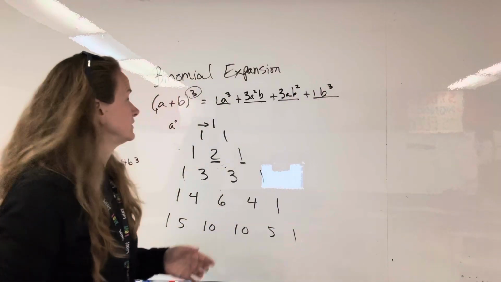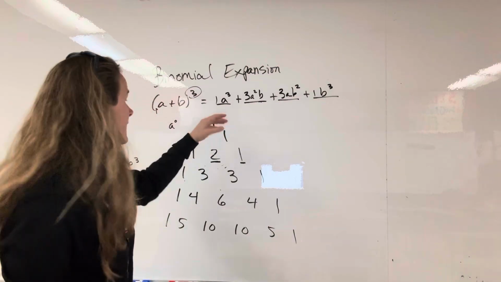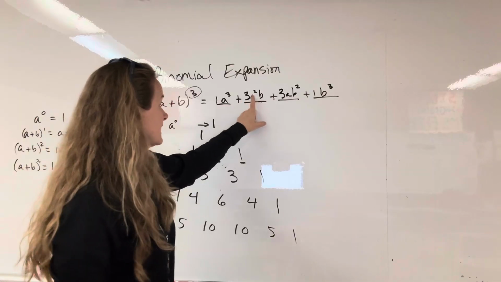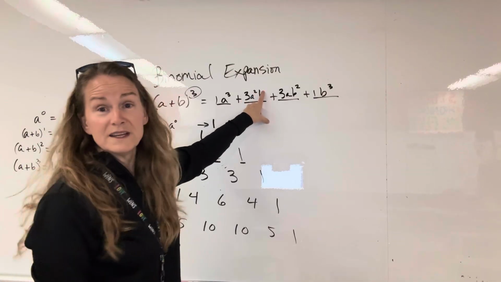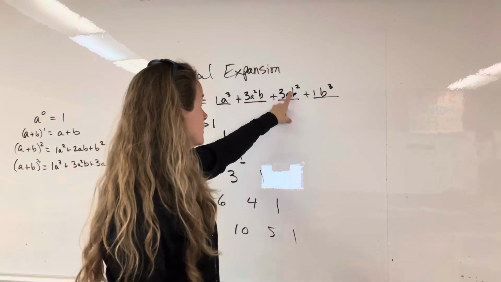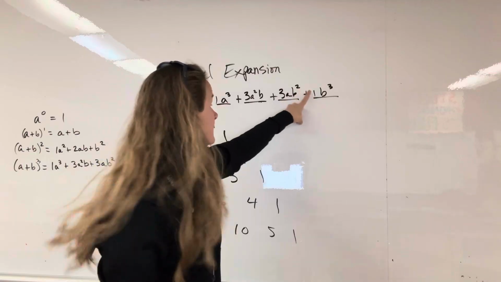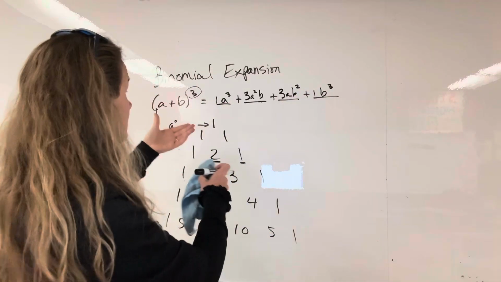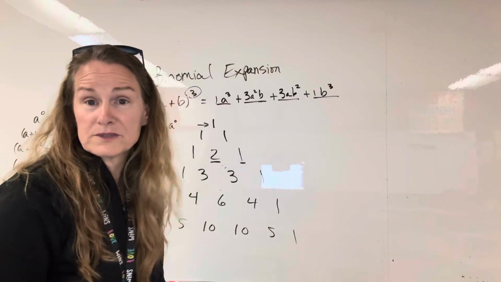The other thing I want you to notice is for every term that you have, the degrees, so this first term has a degree of 3, the second term, 2 plus 1 is 3, this third term, 1 plus 2 is 3, and this last term is just 3. So you can actually get all of your terms pretty easily.